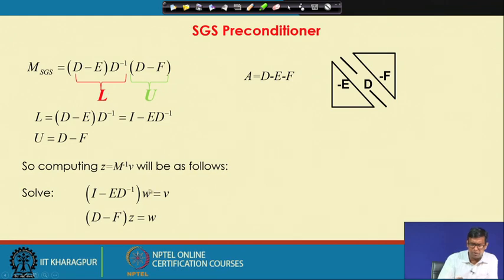because this is a lower triangular matrix, there will be exactly n steps to solve this equation, and the next step will be the U part, D minus F, Z is equal to W, which will give us, this is upper triangular, this will be again n steps. So, very quickly we can get the solution of Z is equal to M inverse V if we have the M SGS form, the LU decomposition through SGS preconditioning.